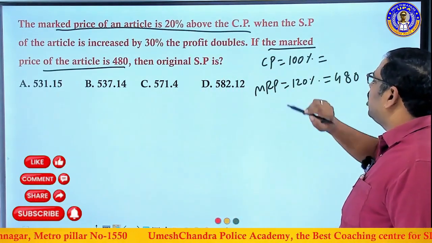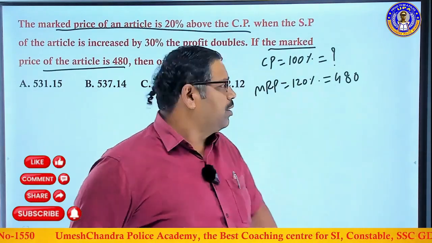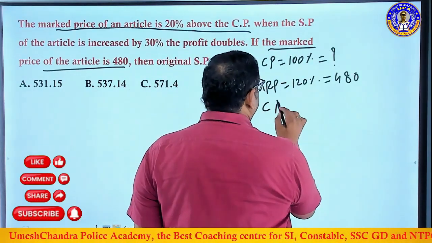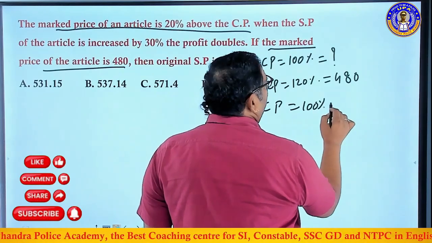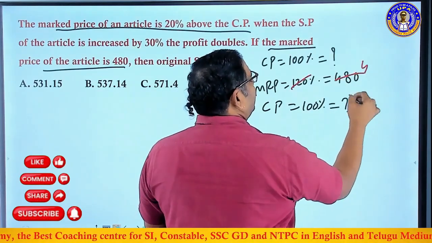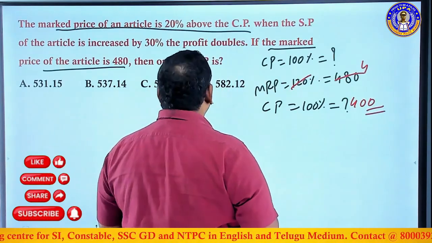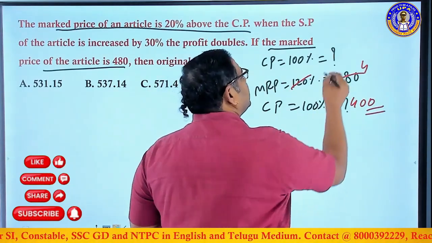Okay, I can calculate the cost price, right? 100% is how much? Okay, so if I calculate cost price is equal to 100%, that is equal to how much? I can simply say that it is 480 by 120, so 4. So 100 into 4 is how much? 400. So cost price is 400. Now I got the cost price, right? How much is it? 400.